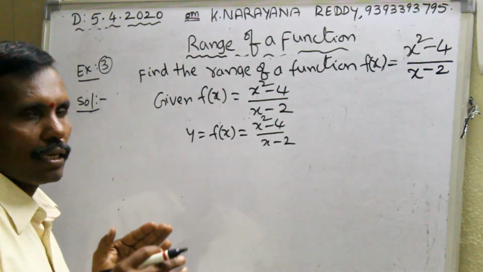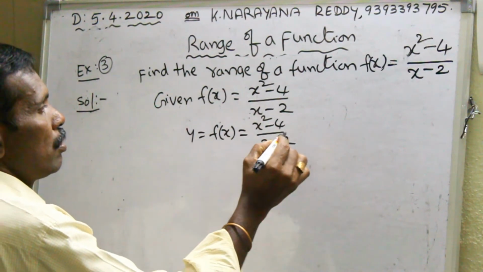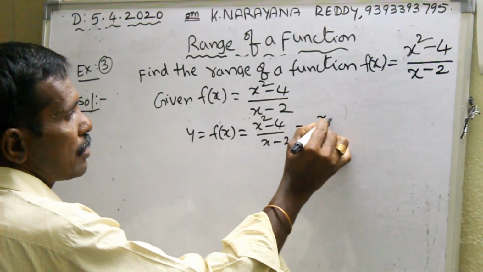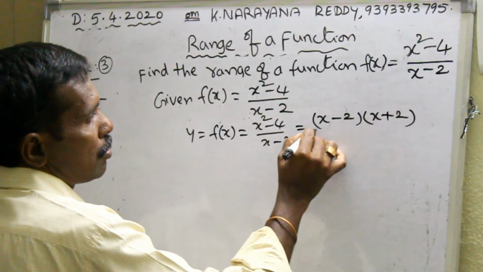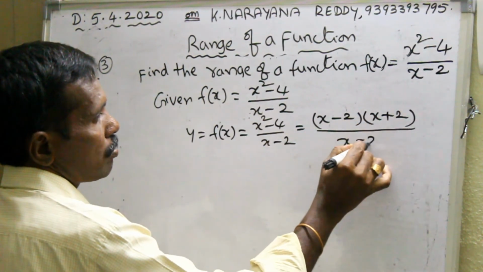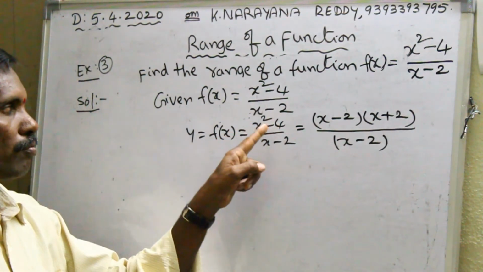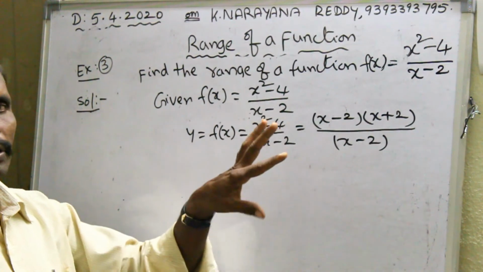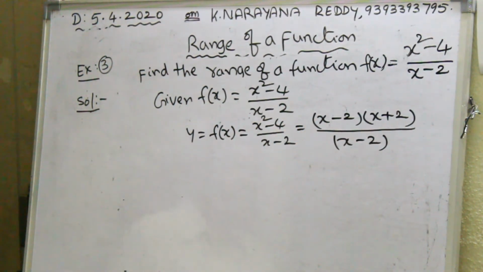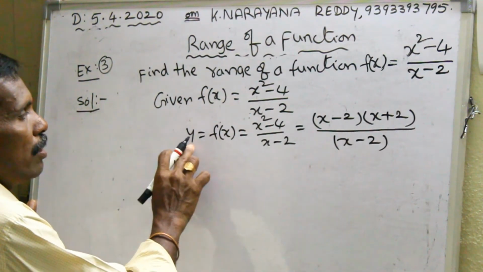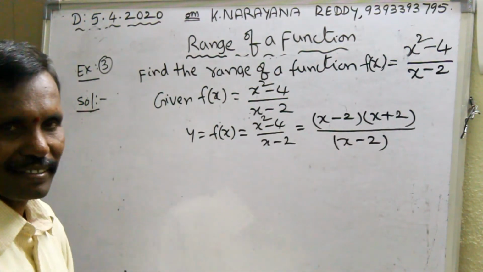Here you can take linear factors for x square minus 4. What are the linear factors? X minus 2 into x plus 2, divided by x minus 2. Why? Because a square minus b square equals a plus b into a minus b, so x square minus 2 square. Here you can see y equals x minus 2 into x plus 2 by x minus 2.